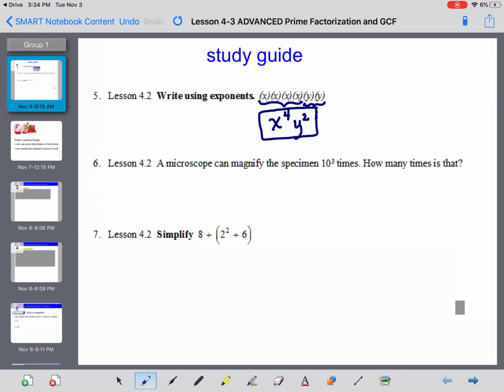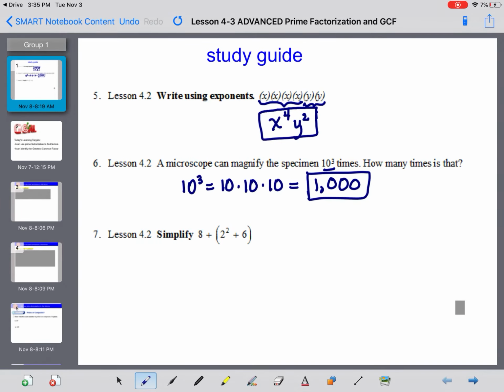The next question: a microscope can magnify a specimen 10 to the 3rd times. How many times is that? It's asking me to evaluate 10 to the 3rd. In expanded form, 10 to the 3rd is the same as 10 times 10 times 10, which is the same as 1,000.